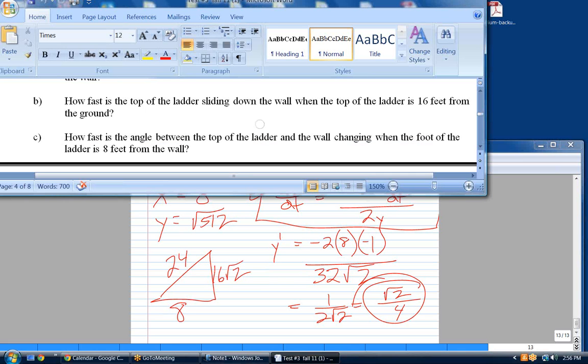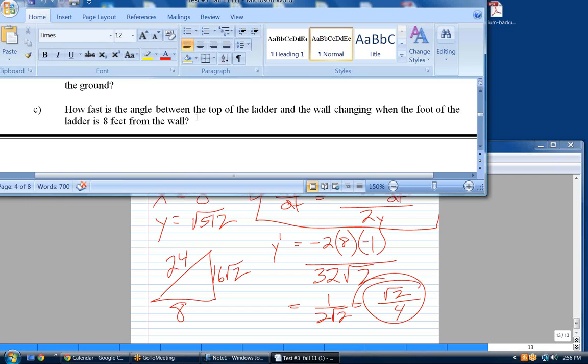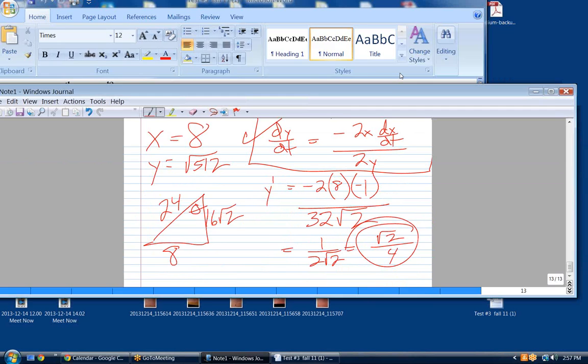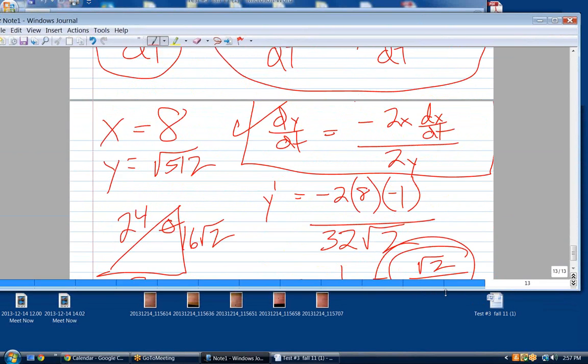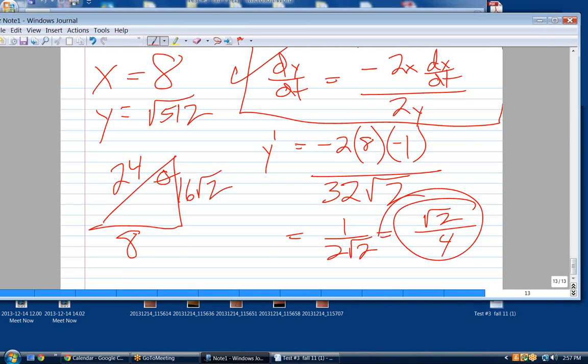And they want to know this angle. How fast is the angle between the top of the ladder and the wall? So they're talking about that angle right there. How is that changing? So let's define an equation that has theta in it.